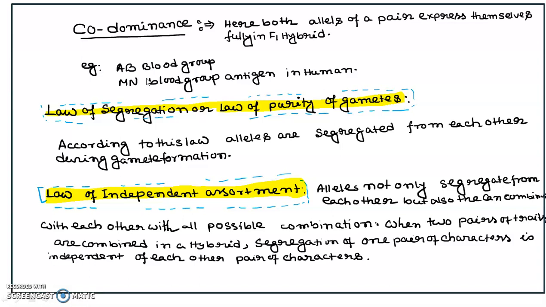According to this law, alleles are segregated from each other during gamete formation. And the law of independent assortment says that alleles not only segregate from each other but can also combine with each other in all possible combinations when two pairs of traits are combined in a hybrid, and the segregation of one pair of characters is independent of the other pair. That is, the alleles not only separate, they are independently assorted and independently transferred into the gametes.